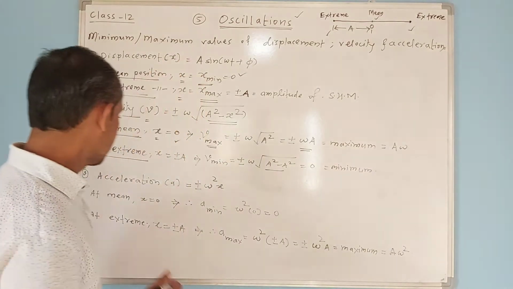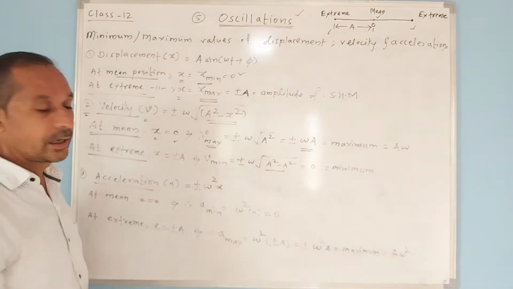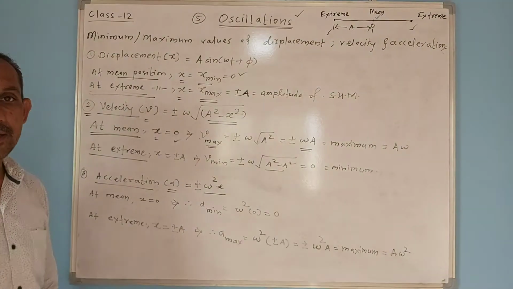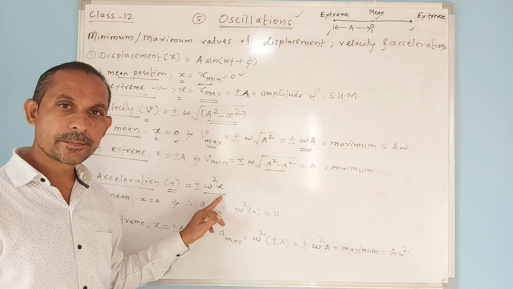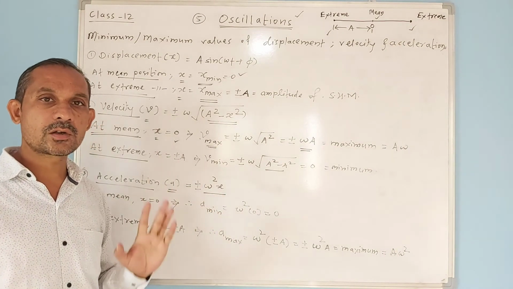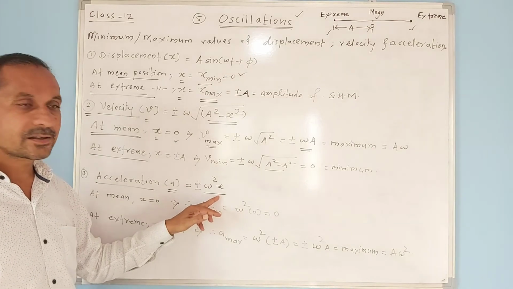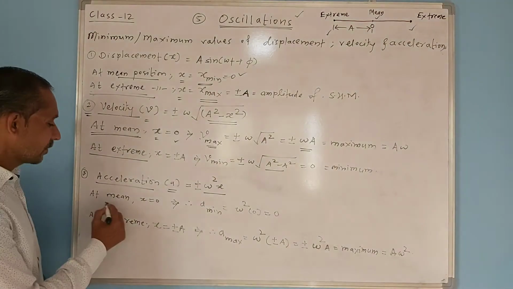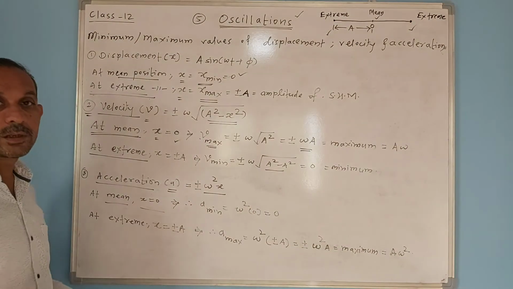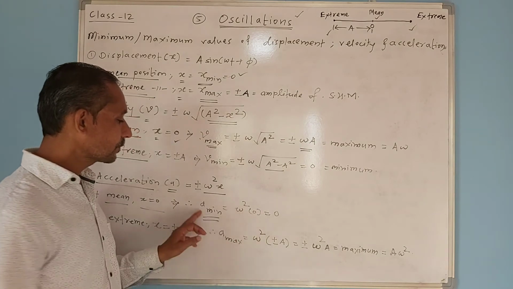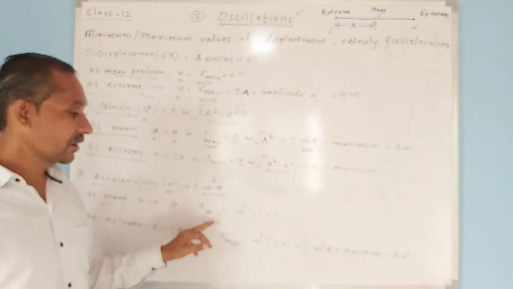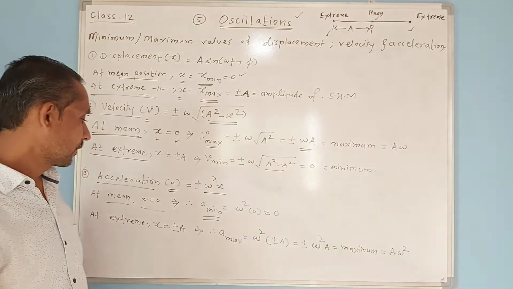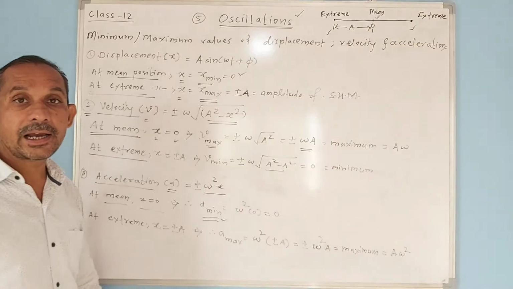And lastly, see the acceleration, and we know that acceleration is omega square x. Acceleration depends only on the displacement, because omega square is constant. So displacement x gives the value of the acceleration in the simple harmonic motion. Let's say at the mean position, displacement is 0, which is minimum. So we will get minimum acceleration. Omega square times x, with x equal to 0, so the product will be 0. That is the minimum acceleration.